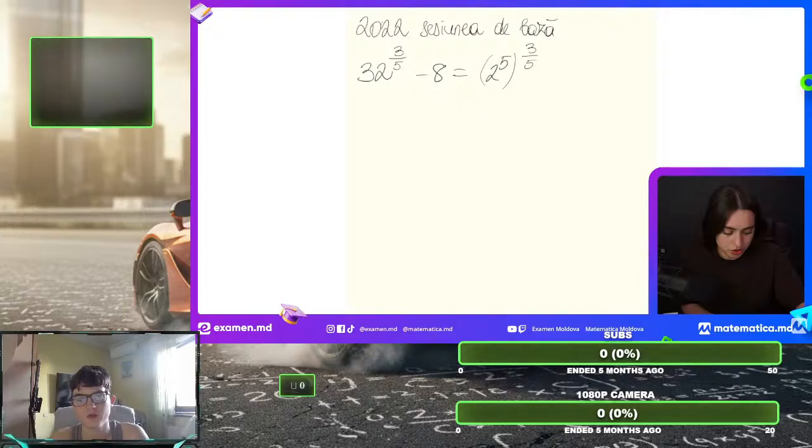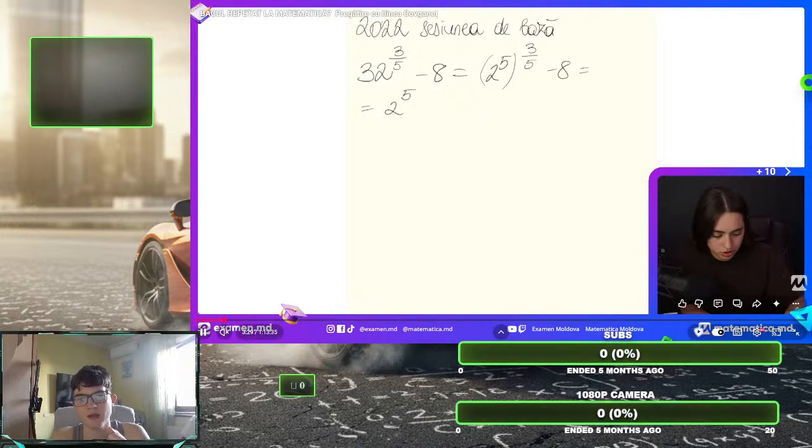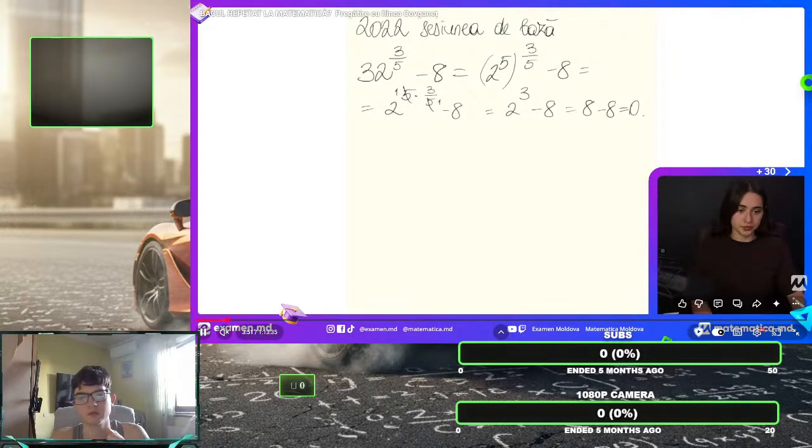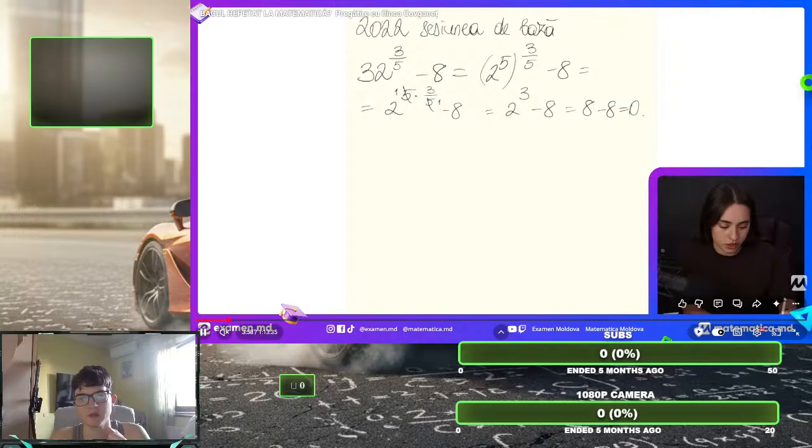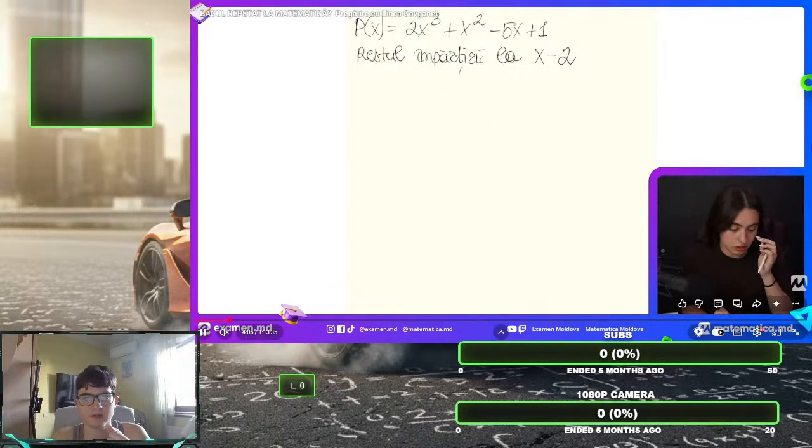32, write down 2 to the power 5. The 5 we move to the power to the right. So it's going to be 15 divided by 5, so that's going to be 2 to the power 3, which is 8. 8 minus 8 is 0. I can do this with my eyes closed. Okay, so that's done. Now this.